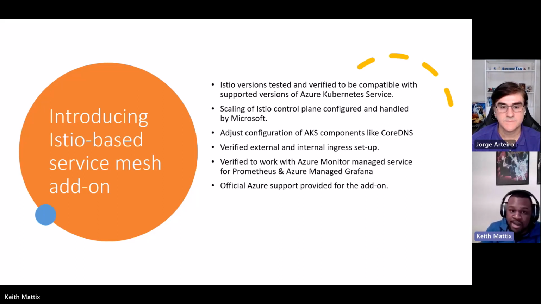The scaling of the Istio control plane is going to be configured and handled by Microsoft. We've got horizontal pod autoscalers that will add more Istio control planes that control your service mesh without you having to change anything. We can automatically do some adjustments of AKS components like core DNS. As we see network traffic going up, we can change that because we control both components.